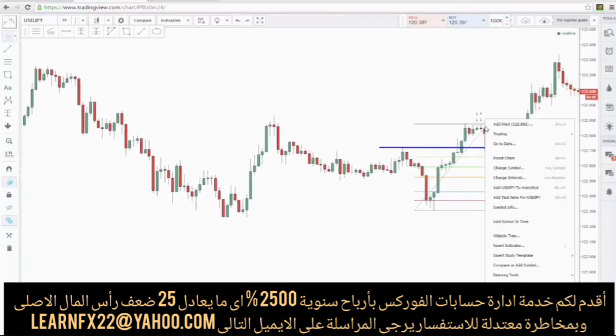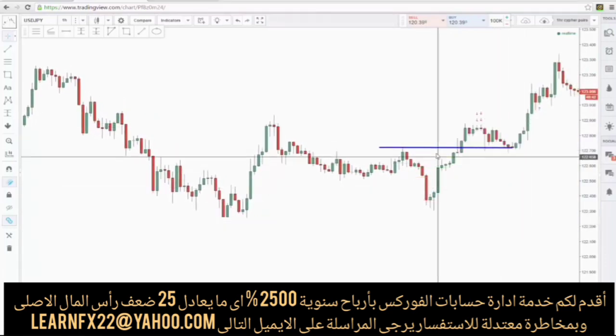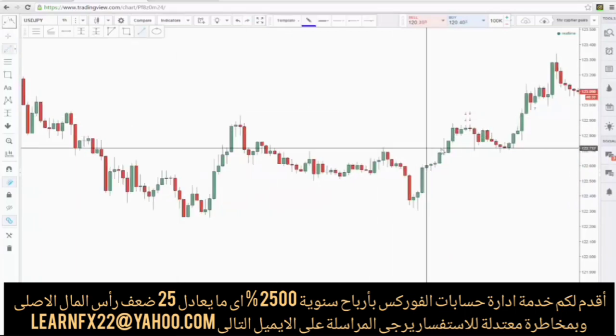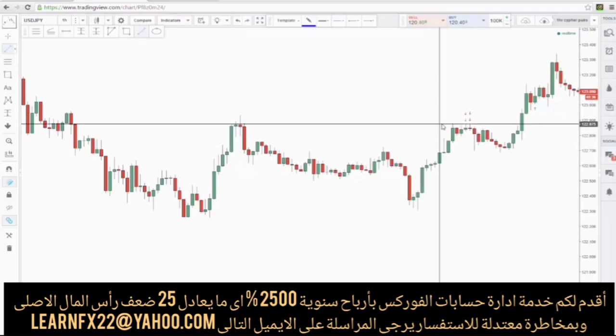And next off, let's continue on the chart. As you can see, we get another break above, close above this previous resistance level right here.